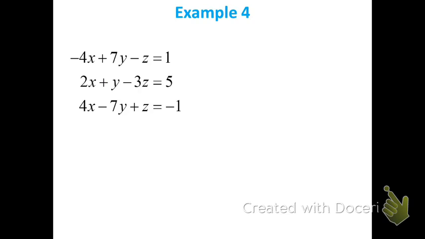Okay, what do you notice? Let's number our equations first. 1, 2, 3. Do you notice anything particular about these 3 equations?